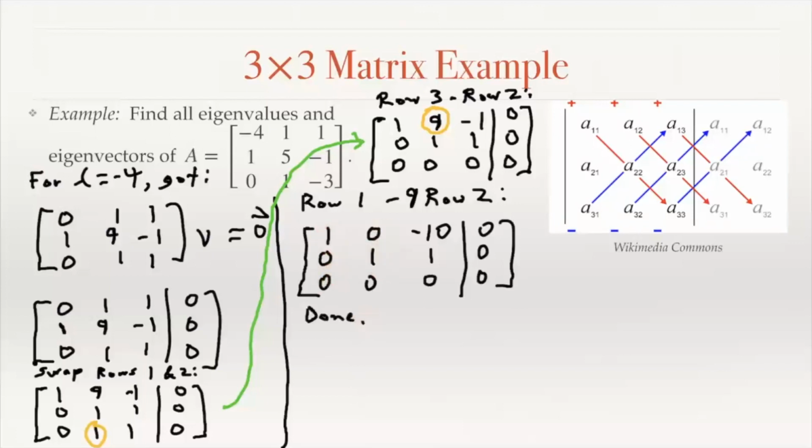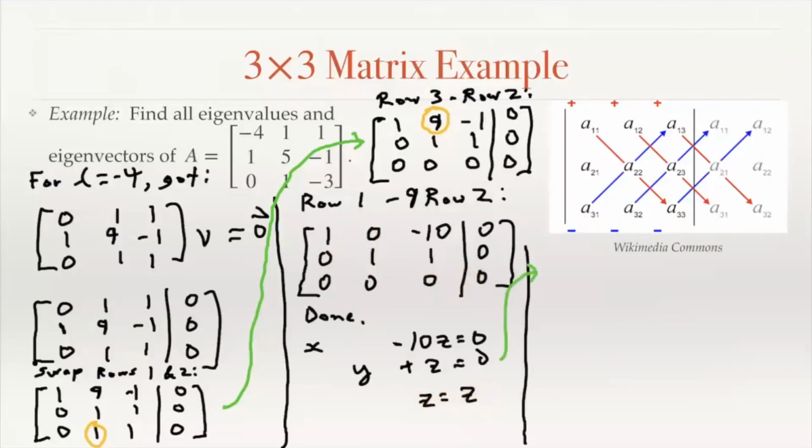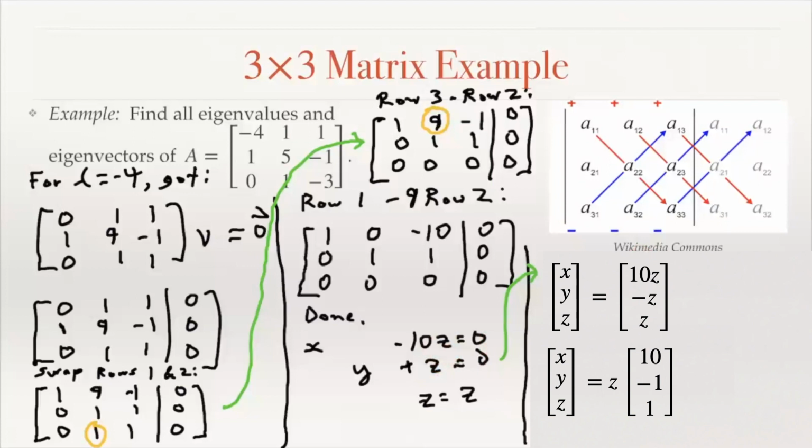And when we're done, then we write out the corresponding equations. The first row says x minus 10z equals 0. Second row says y plus z equals 0. And the third row says that z is free, i.e. z equals z. No constraint on z, you write z equals z. And that is the same as (x, y, z) is (10z, -z, z). Moving these to the other side. And then we just pull out the scalar z.